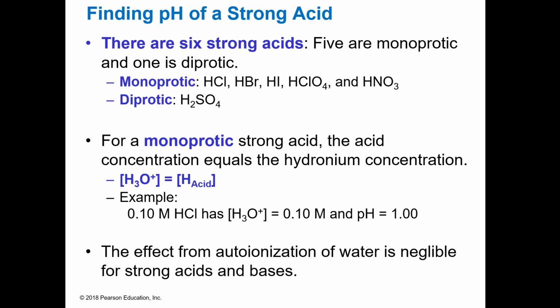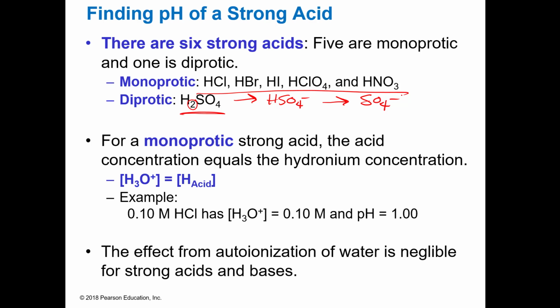Remember the 6 strong acids. There are 5 monoprotic, and then there is 1 diprotic. That just means they have 2 protons to donate instead of 1 proton to donate. So you could go to HSO4-, or you could go to SO4 2- if you lost the second one.